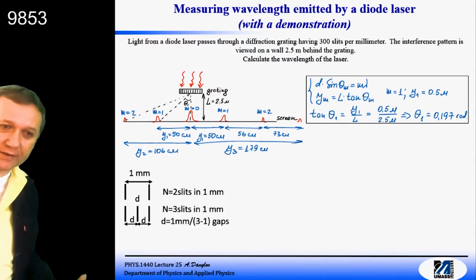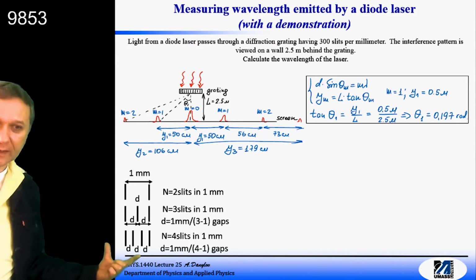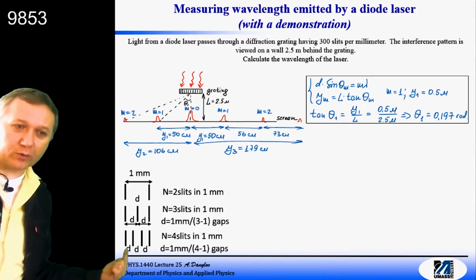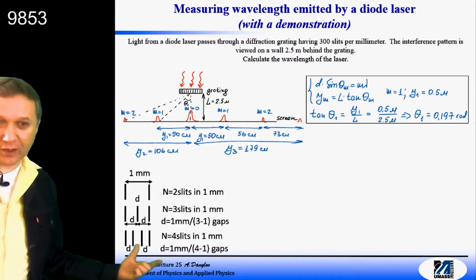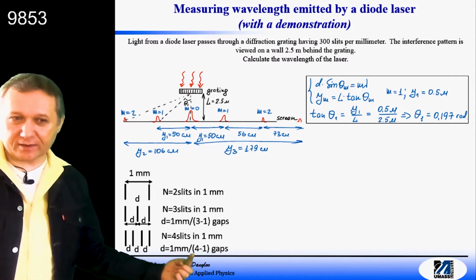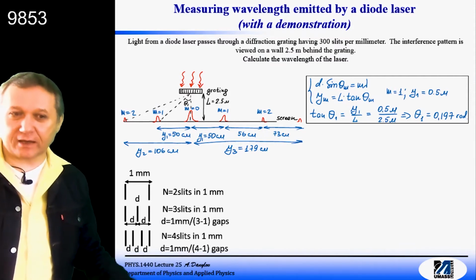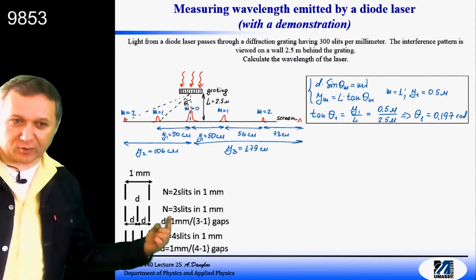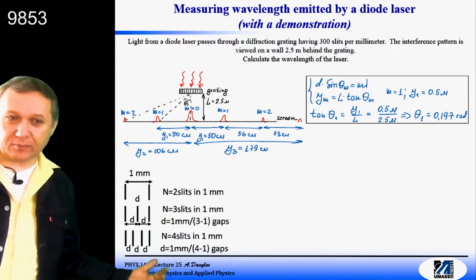Now let's increase the number of slits. Let's say 4. We have 4 slits, but only 3 gaps, D, D, and D. Again, how can we find D? 1 millimeter divided by 4, which is the number of slits, minus 1. That's the number of gaps. So now you see the pattern.